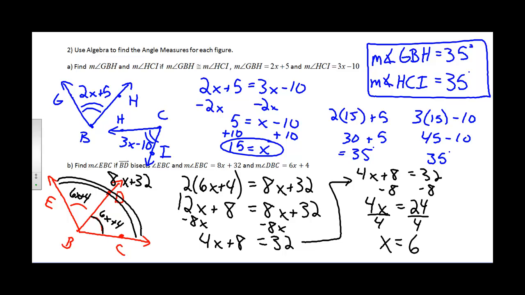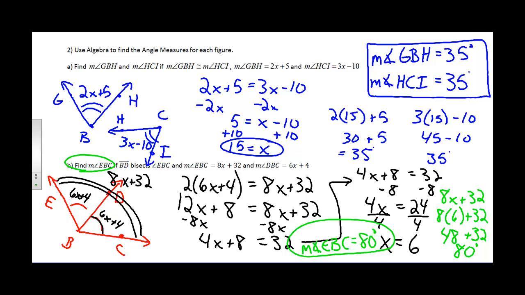Now, like the previous problem, I'm not really just looking for x. The problem says to find the measure of angle EBC. This means I'm going to have to plug x back into that angle. The measure of angle EBC is 8x plus 32. Since x is 6, I'm going to plug in 8 times 6 plus 32. This gets me 48 plus 32, or 80 degrees. This means the measure of angle EBC is equal to 80 degrees.